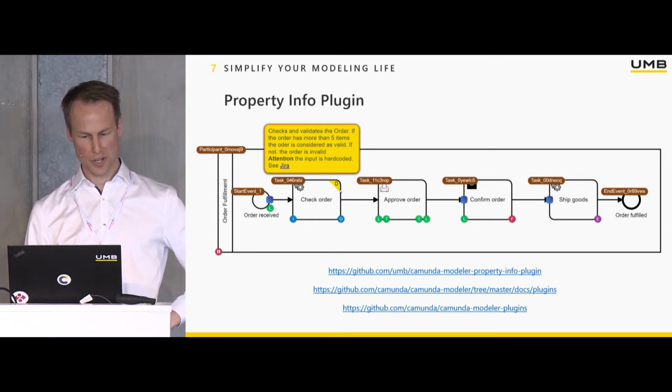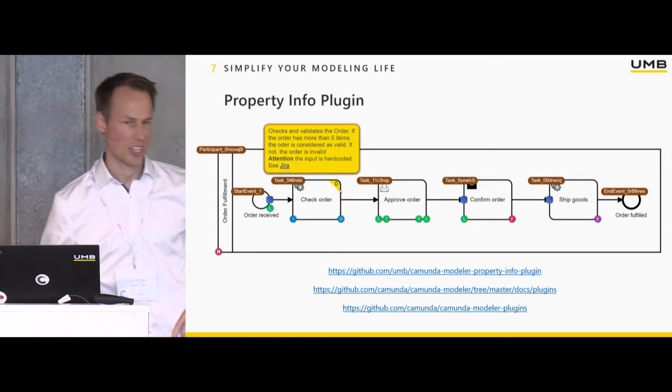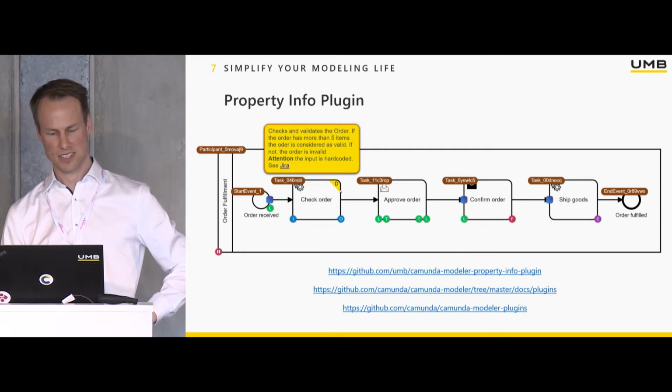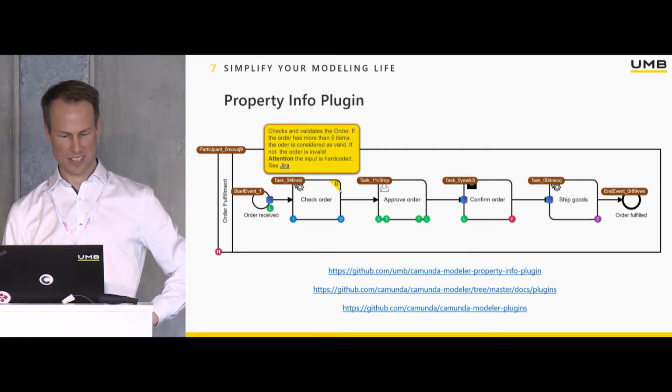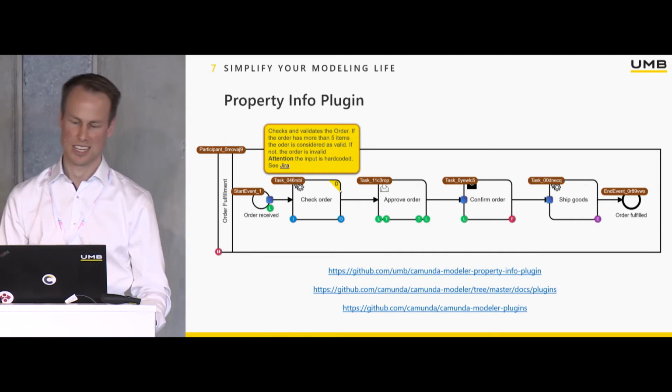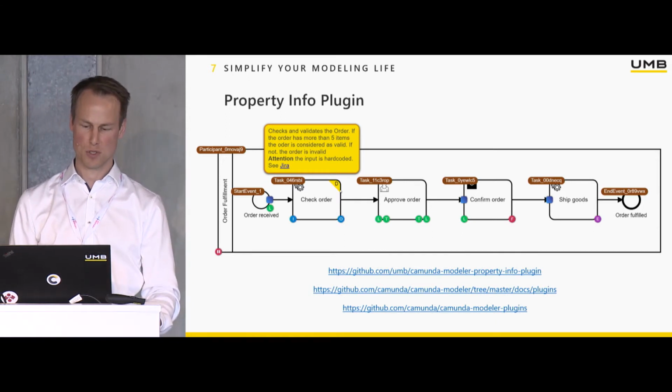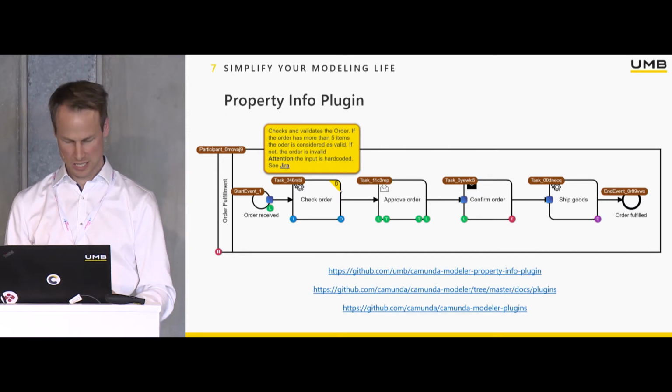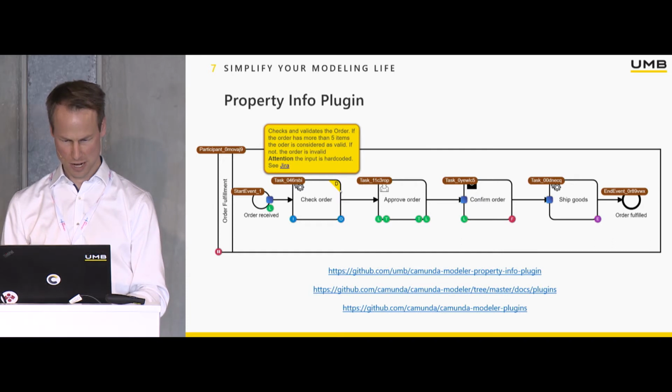Then at the approve order, we see this T. That means it's a task listener, together with execution listeners. We have the F, which is the field injection. We have the E, which we haven't seen in the examples, an extension property. And we have those blue little icons, which are transaction boundaries. I would like to show you this also live in the modeler.